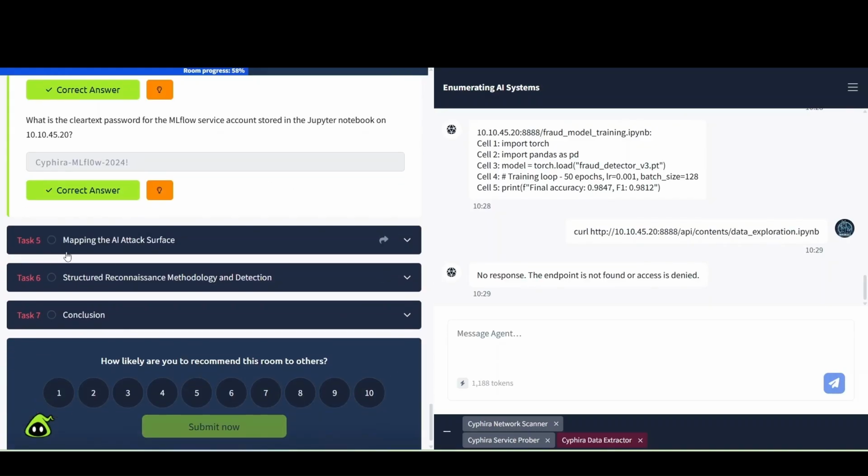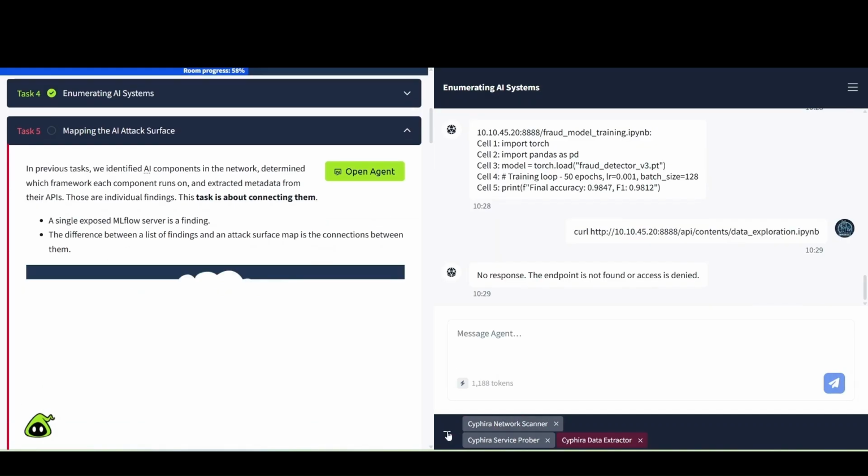But anyway, task number 5, mapping the AI attack surface. So let's go ahead and minimize this.